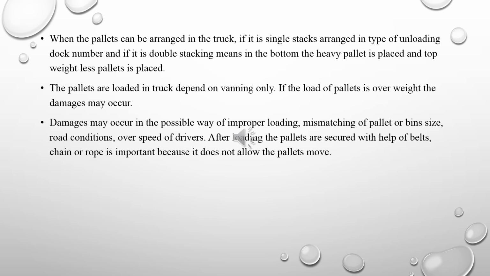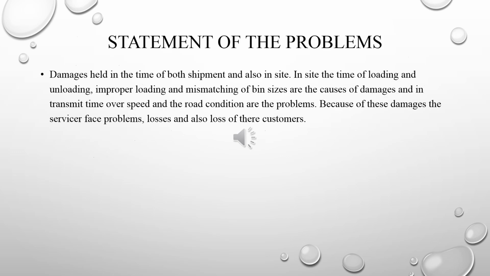If the load of pallets is overweight, damages may occur. Damages may occur in possible ways such as improper loading, mismatching of pallets or bin size, road conditions, and overspeed of drivers. After loading, the pallets are secured with the help of belts, chain or rope, which is important because it does not allow the pallets to move.